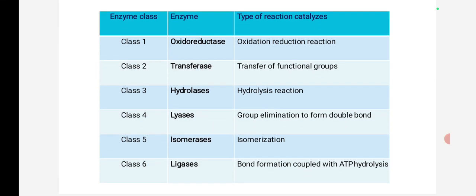These are the 6 major classes of enzymes. Class 1, oxidoreductases, which catalyze oxidation-reduction reactions. Class 2, transferases, which catalyze the transfer of functional groups. Third, hydrolases, which catalyze hydrolysis reactions. Fourth, lyases, which catalyze group elimination to form a double bond. Fifth, isomerases, which involve isomerization reactions. Sixth, ligases, which are involved in joining; here a new bond is formed with the help of ATP hydrolysis.